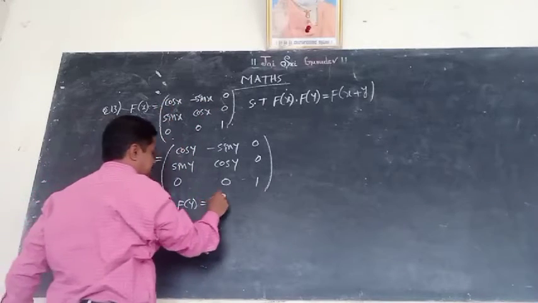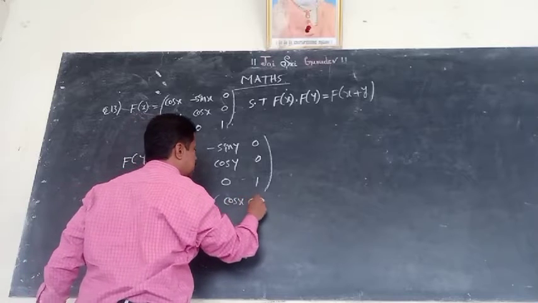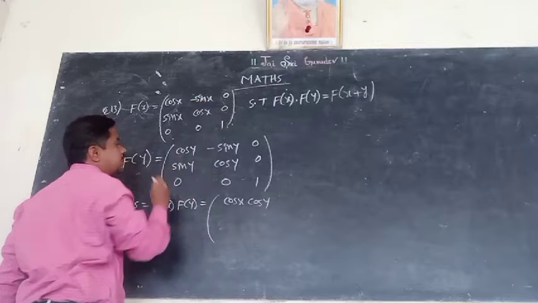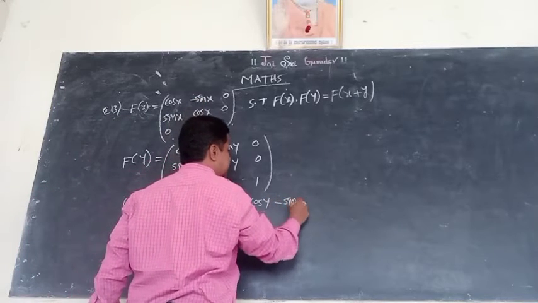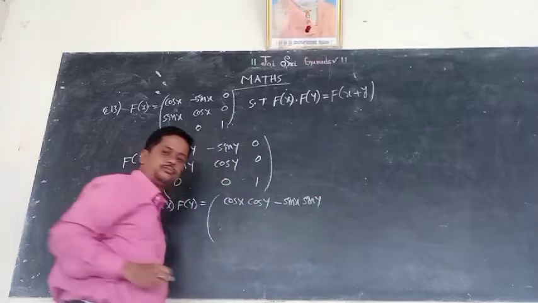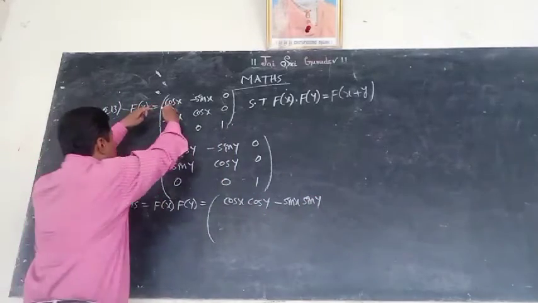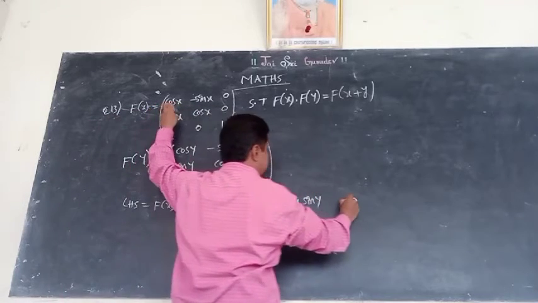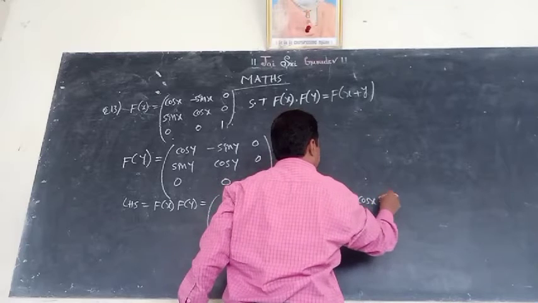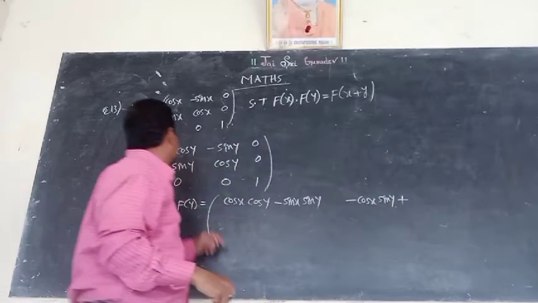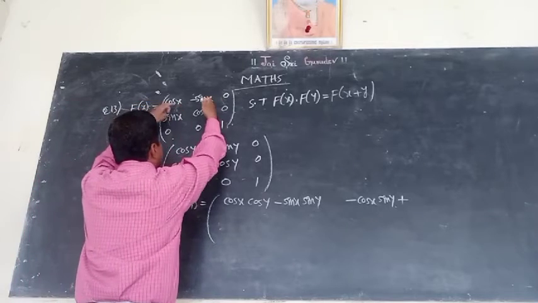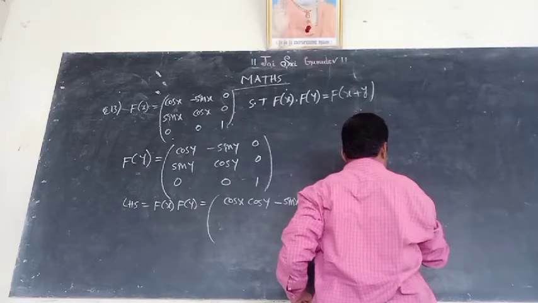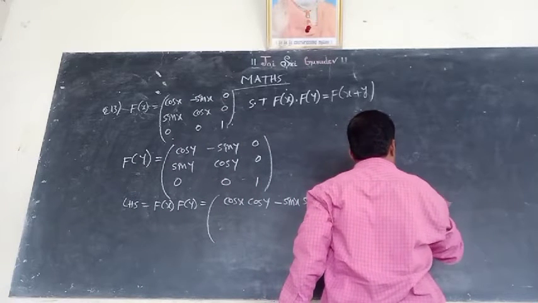Cos x into cos y, plus sin x into sin y, minus, minus sin x into sin y. Next, first row, second column: cos x into sin y, minus cos x sin y. Plus next, sin x into cos y, minus sin x into cos y.